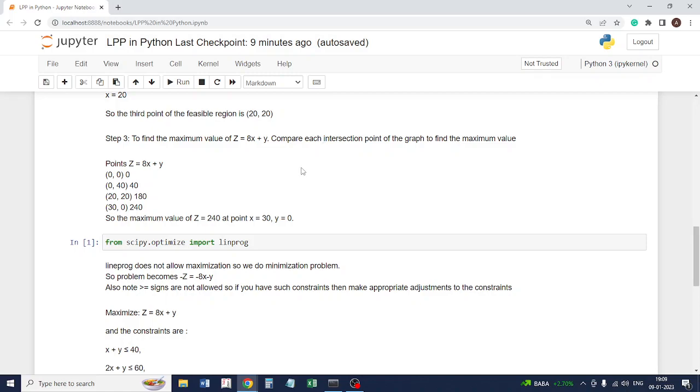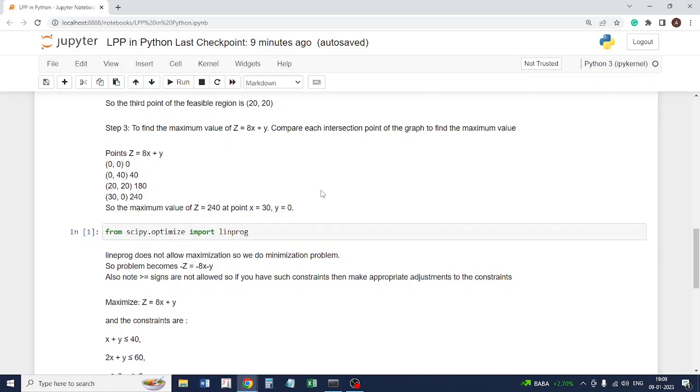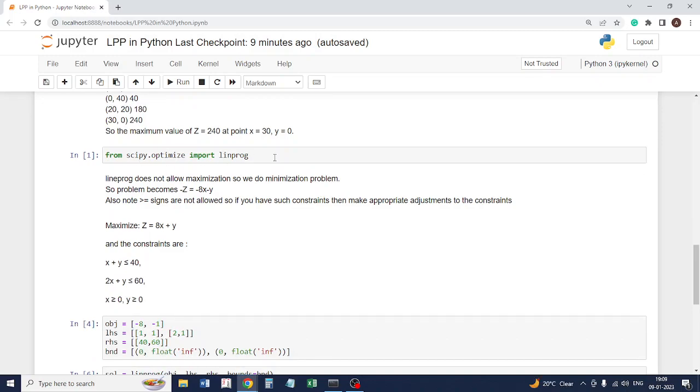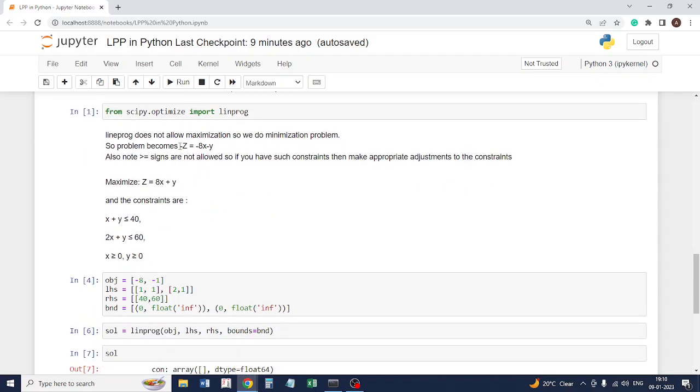Now you can use Python's scipy library and get the same answer. From scipy.optimize, you import linprog, and it does not allow for maximization. So we have to convert this problem into a minimization problem. We just change the signs, so minus z equal to minus 8x minus y. If you have a greater than or equal to constraint, that also will not be possible, so you'll have to make appropriate adjustments for the constraints as well.